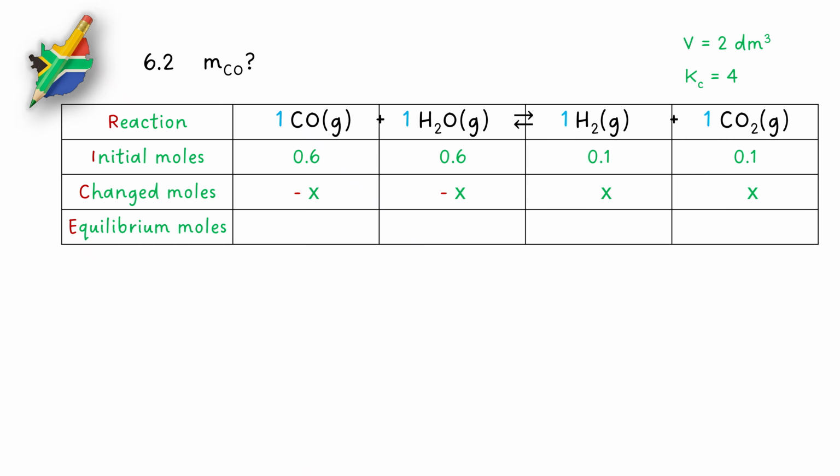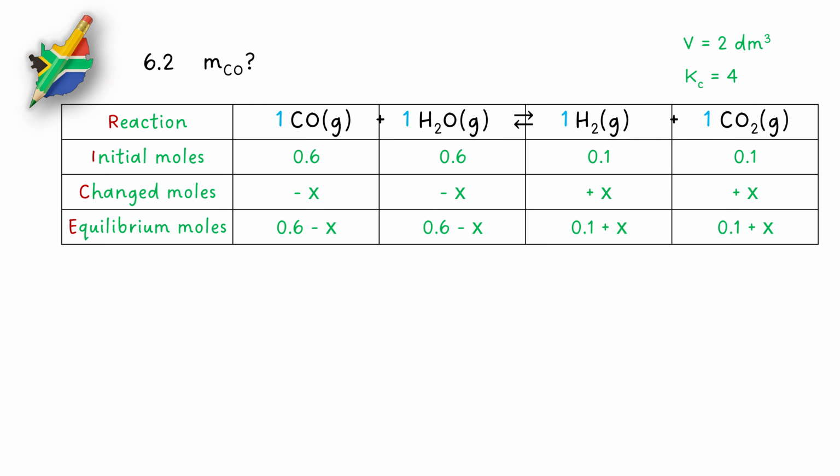To get the equilibrium moles for the reactants, we take the initial moles minus how much was used up. And so we get 0.6 minus X moles of each reactant present at equilibrium. Then, to get the equilibrium moles for the products, we take the initial moles plus how much was formed. And so we get 0.1 plus X moles for each product present at equilibrium.